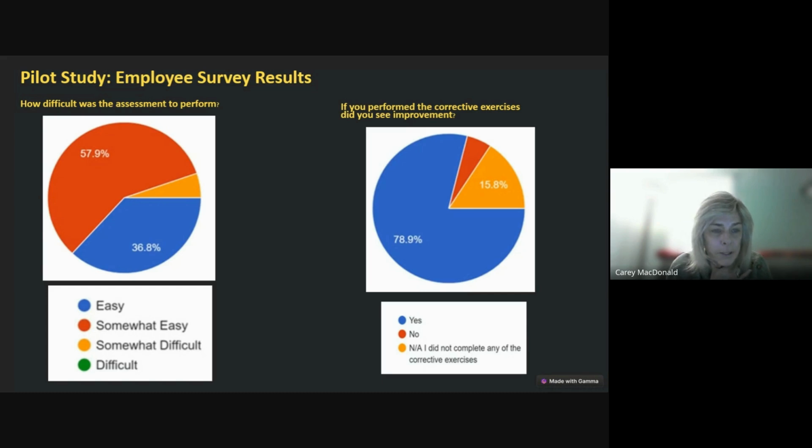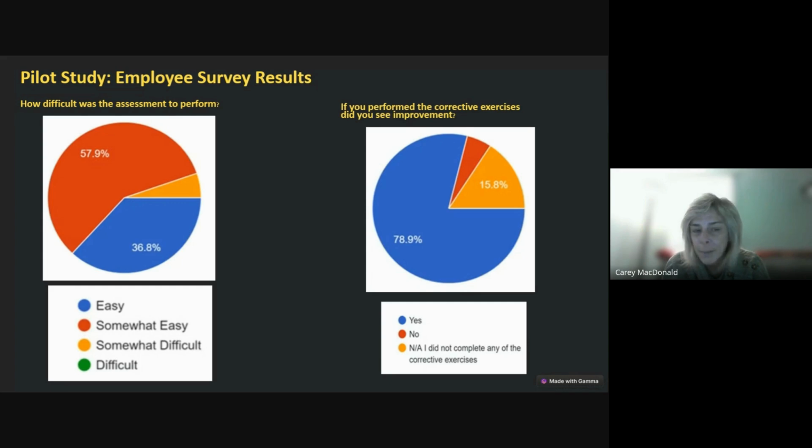So 36% thought it was easy. And then the other 58% thought it was somewhat easy. No one thought it was difficult to perform. And a small portion thought it was somewhat difficult. And that may have been that their scores weren't very good or their movement patterns weren't very good. But overall, it was easy for them to do.